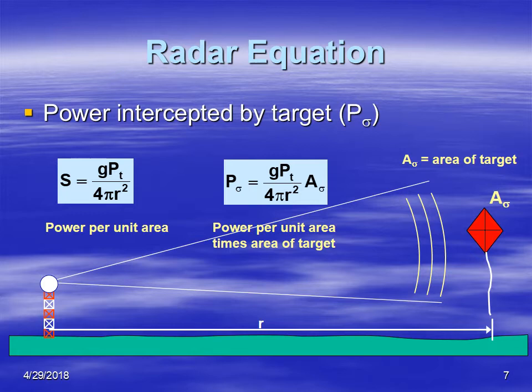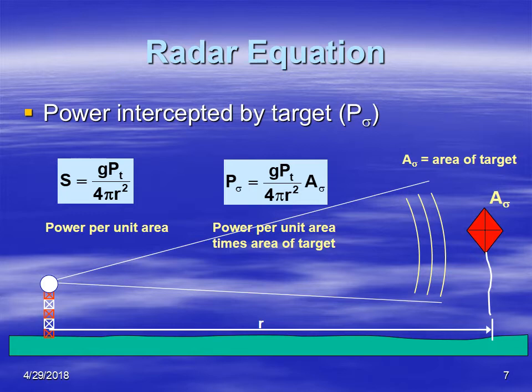So as the signal travels away from the radar, it's focused in a particular area, and we call that the radar beam. So the radar beam is the focused power, the amount of power over a given unit area, and that is increased by the gain G.